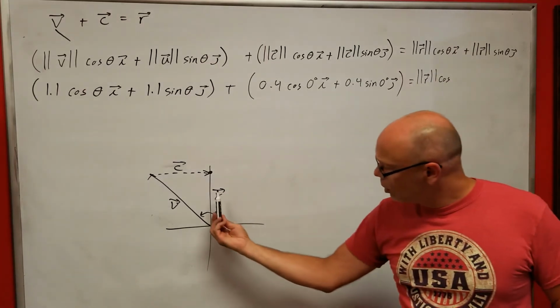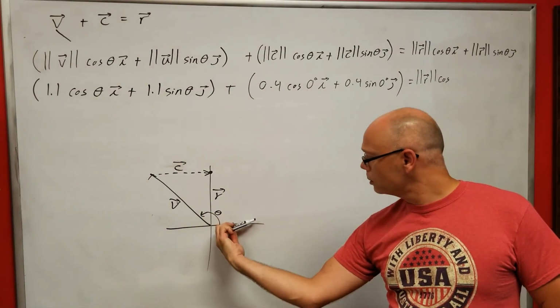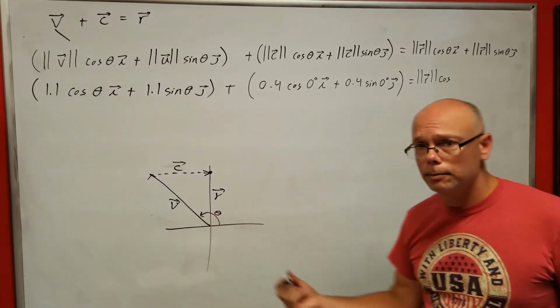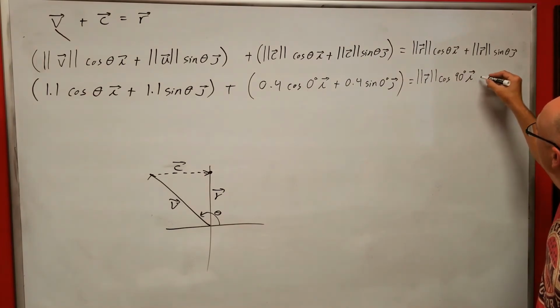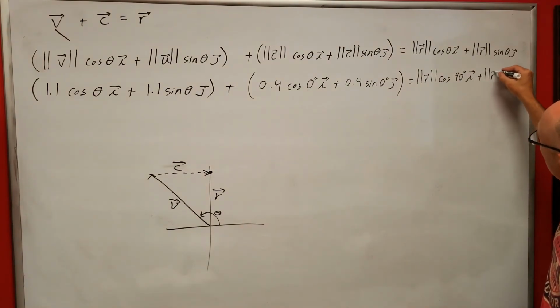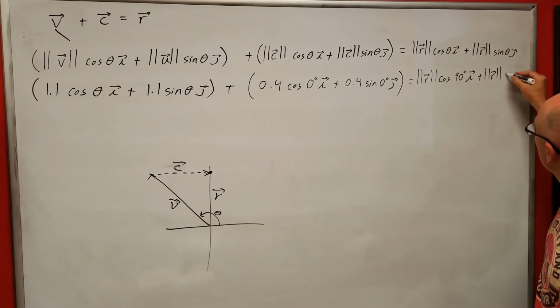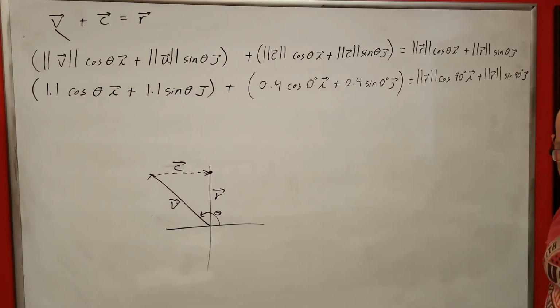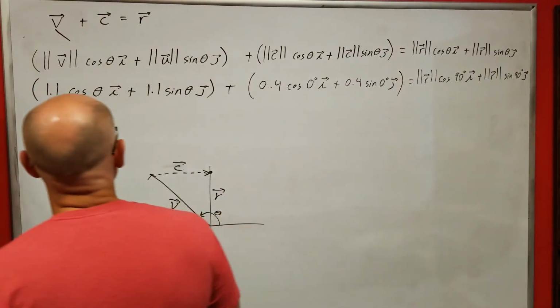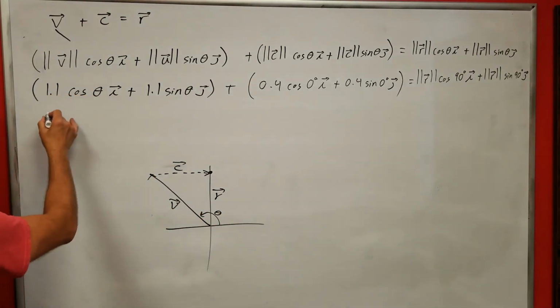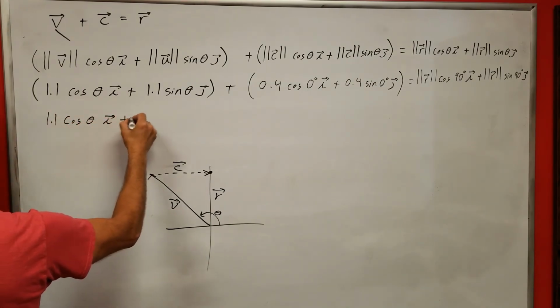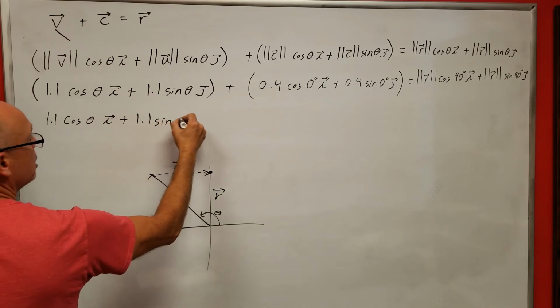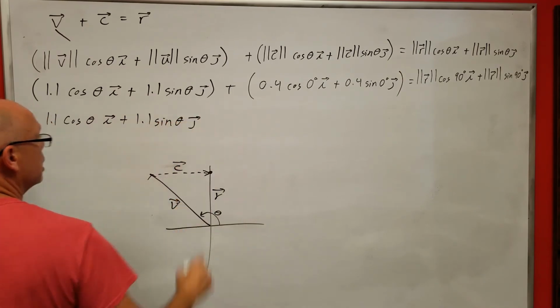How about vector R? What is my theta value of R if I rotate from here to here? 90 degrees times vector I plus the magnitude of vector R, which is still unknown, times the sine of 90 degrees times vector J. All right, so let's see what we got. We still got 1.1 cosine of theta times I plus 1.1 sine of theta times J, right?